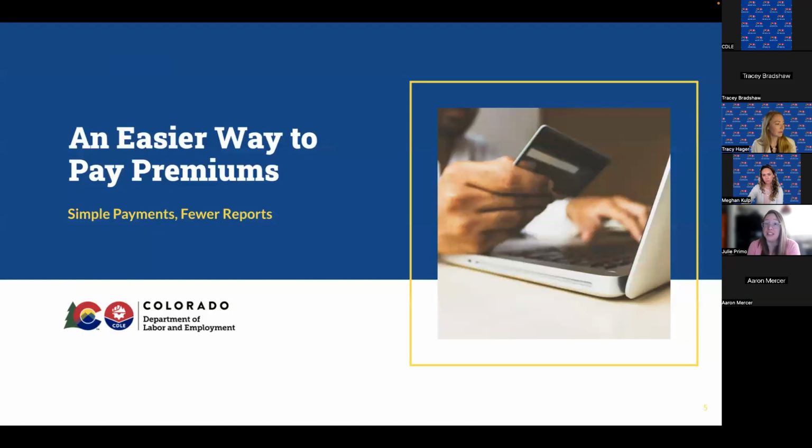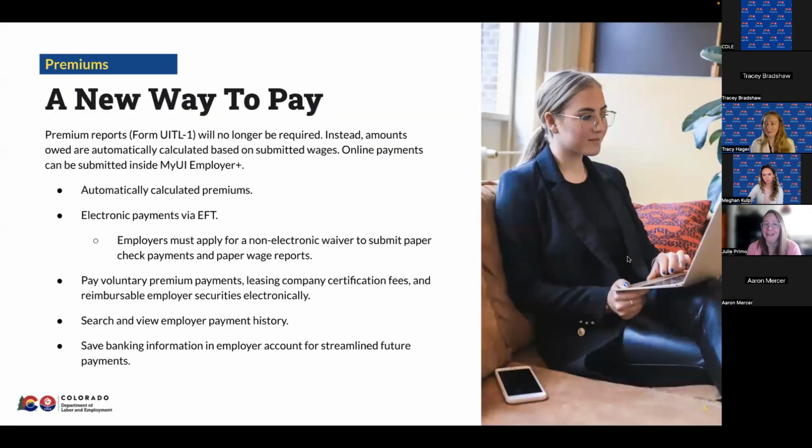So to start, an easier way to pay premiums. Who doesn't want an easier way to pay? As Megan said, simple payments, fewer reports. So the premiums reports, the UITL1, will no longer be required. Instead, the amounts owed are automatically calculated based on the submitted wages. So once we get your submitted wages, the system will calculate exactly what you owe, and it will spit it out and tell you. Online payments can be submitted right inside the new MyUI Employer Plus system.